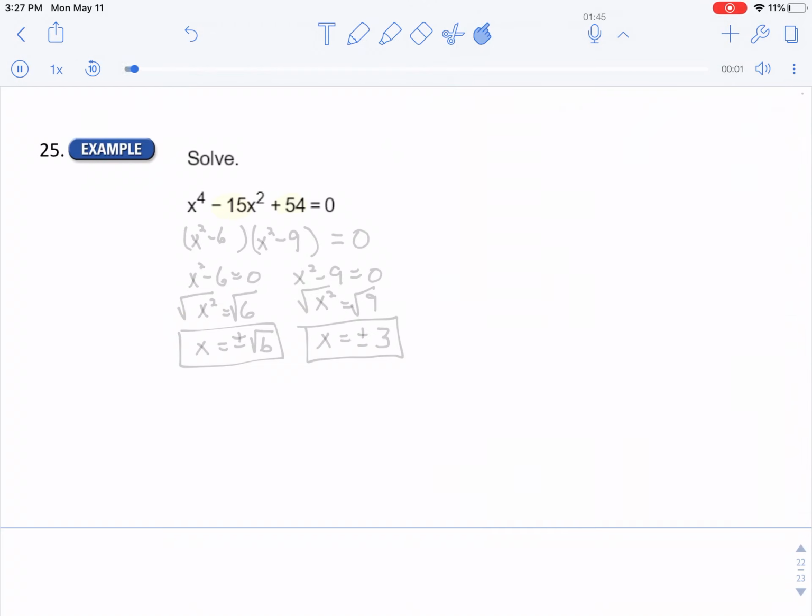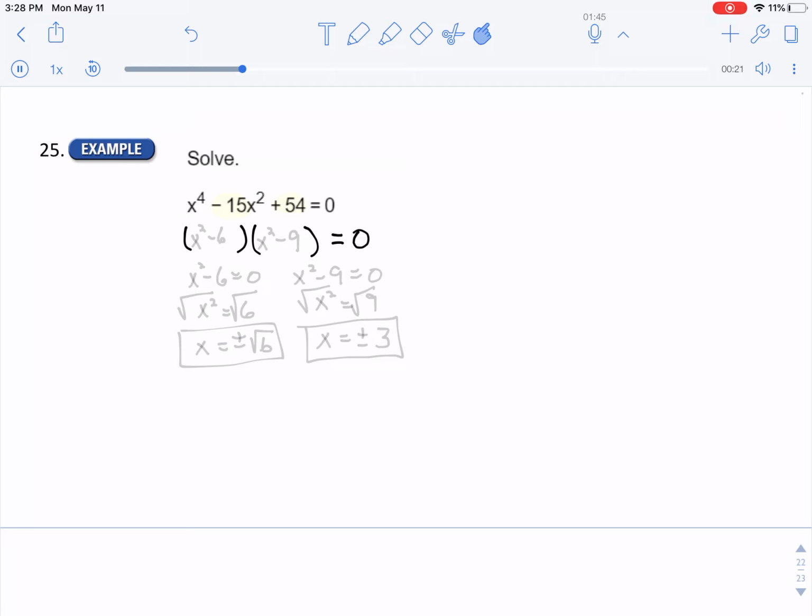This is the review for the exam, problem number 25. So this problem for some reason scares you guys, but you're going to do exactly what you would do if it was a quadratic. Even though this is a quartic instead of a quadratic, you're going to factor it. So we're going to make two pairs of parentheses.